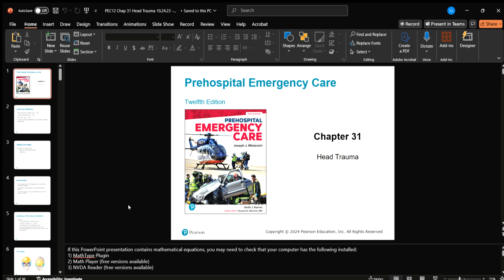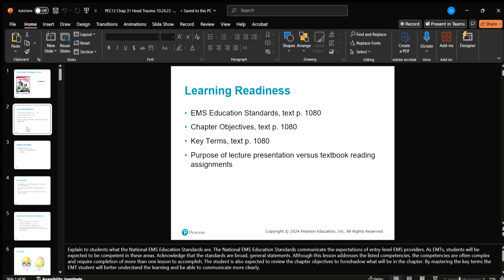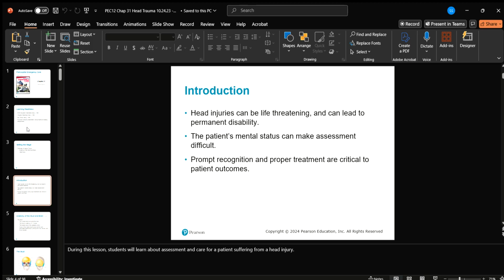All right, we're going to talk about head trauma. So trauma to the head. We're going to talk a little bit about anatomy, physiology here. Not too much physiology, more anatomy. That's probably going to be the most important part. So head injuries can be life-threatening, obviously, because that's where our brain is. Along with that, it can lead to permanent disability if we have any problems with our noodle.